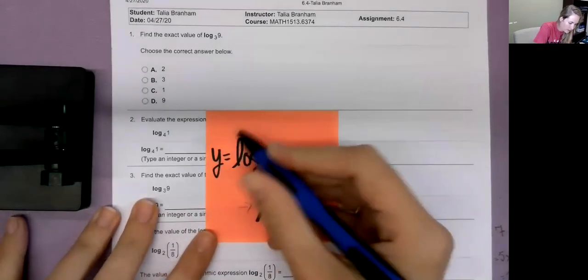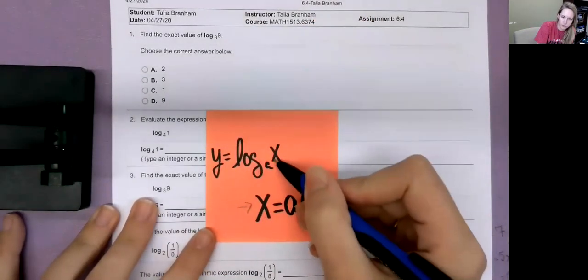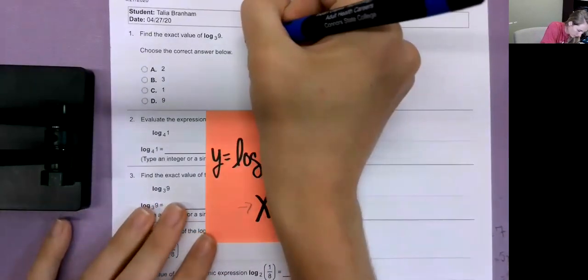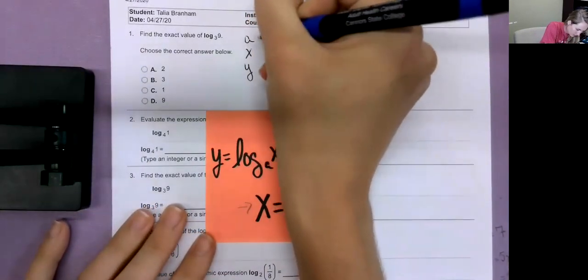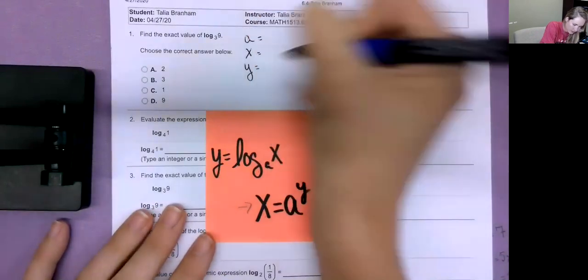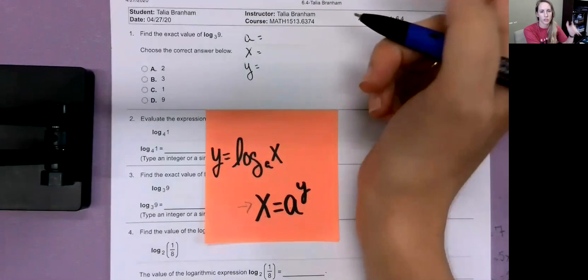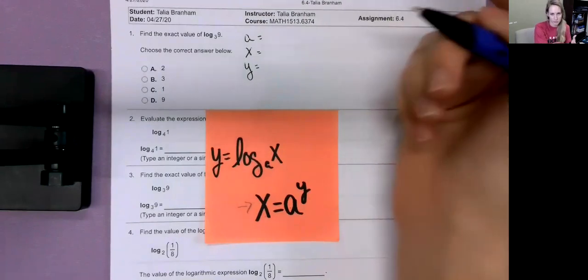So on all of these, when you get them, I want you to figure out what your a, x, and y are. So a, x, y every time, just to help you keep it situated. If you don't need to do it, don't. But if you want to be sure you're keeping everything organized, I'd highly recommend it.